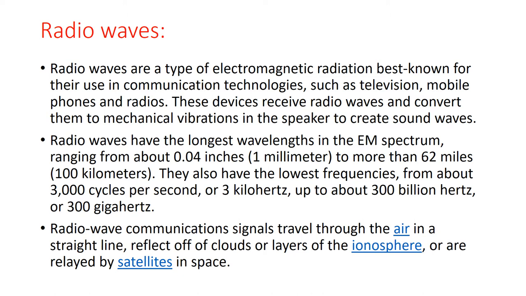So when we use radio waves in satellite communication, the radio waves are emitted from the transmitter, and they travel in a straight line. When they strike clouds or layers of the ionosphere, they reflect off from the clouds or ionosphere. Some radio waves reach the satellite, where they are boosted or amplified by the satellite and then transmitted again towards the Earth, towards those areas in which receivers are present. So that's how communication through radio waves takes place.